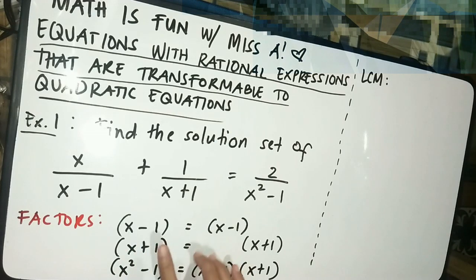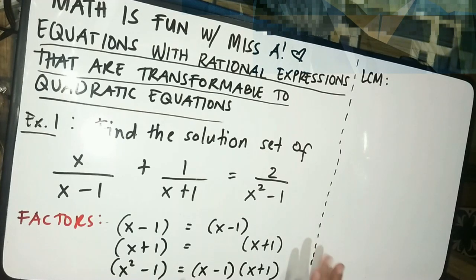So, for x minus 1, this is already in its base form, so we can just simply write it as x minus 1. Same goes with x plus 1. Kaya x plus 1 lang din yung nilagay natin dito. But as for your x squared minus 1, this is a special product. To be specific, this is a DTS. So the factors of this special product is simply the product of the sum and difference of 2 binomials. So just get the square root of x squared, that will give you x. And the square root of 1 is 1.